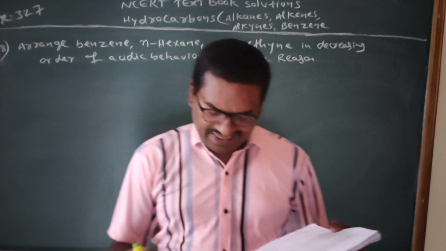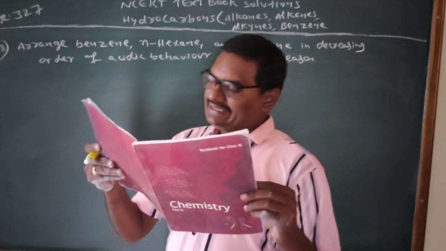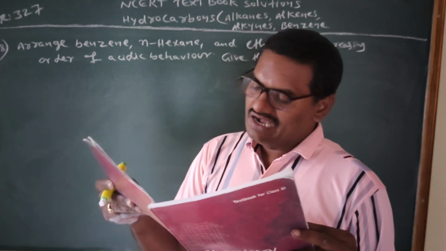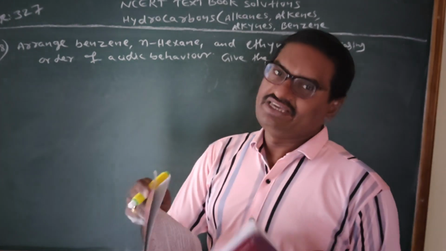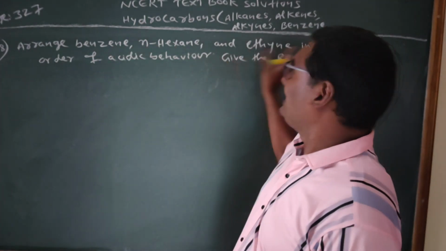9.18. Arrange benzene, normal hexane and ethyne in decreasing order of acidic behavior. Also give reason for this behavior. Here, see benzene, n-hexane and ethyne.